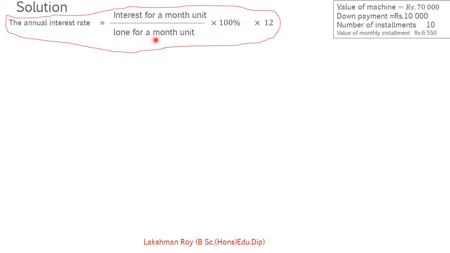So what is the total loan balance? You can see the value of the machine is 70,000 rupees, but the down payment is 10,000. After paying 10,000, what is the remaining amount? That is the balance amount, the balance to be paid in installments. So you take 70,000 rupees and subtract the down payment of 10,000, then you get 60,000 rupees. This is the balance amount you have to pay.